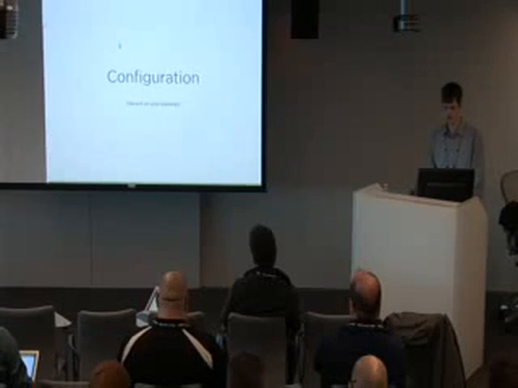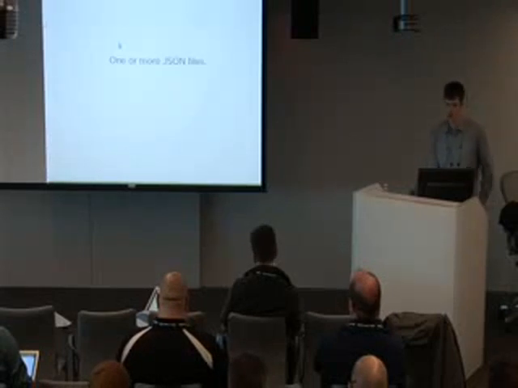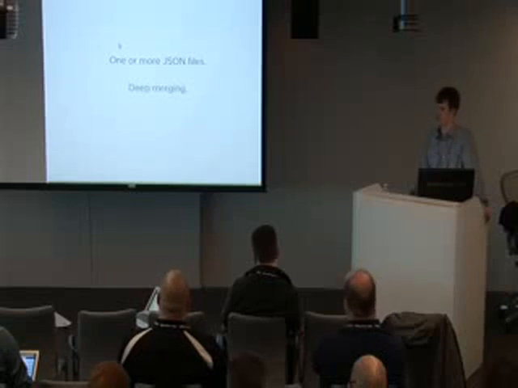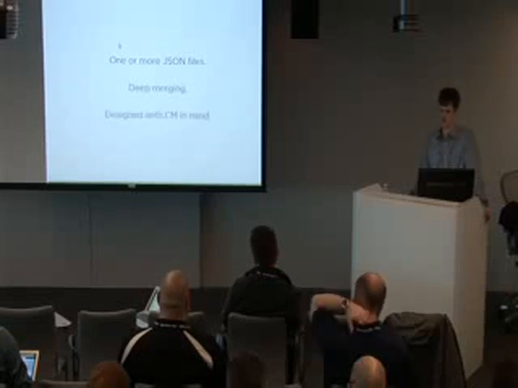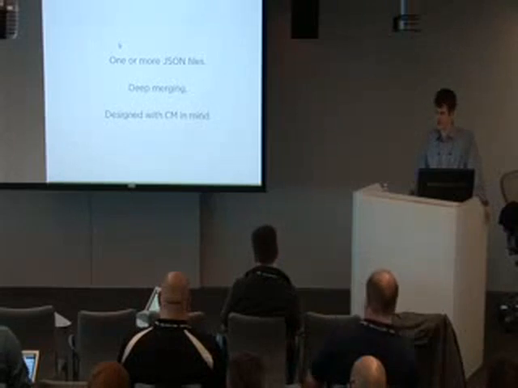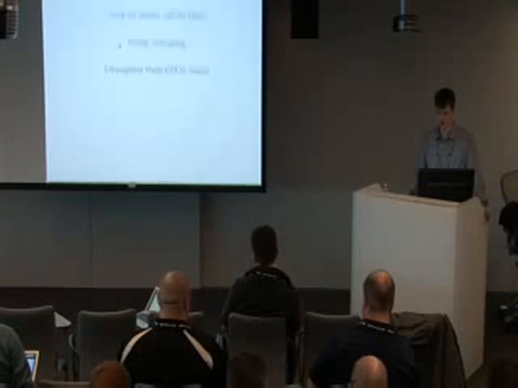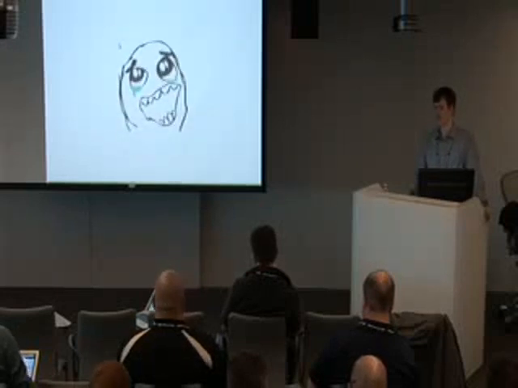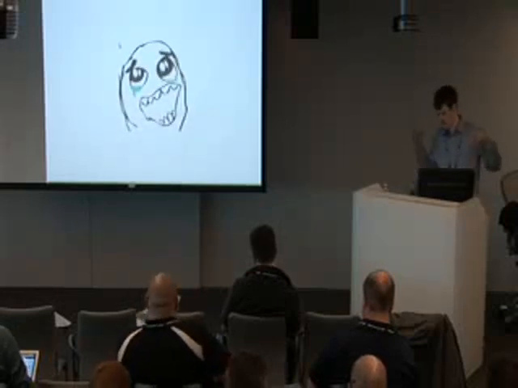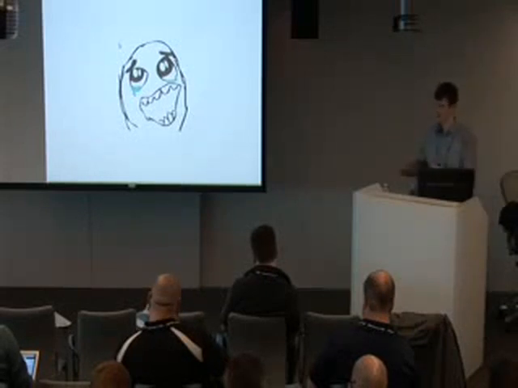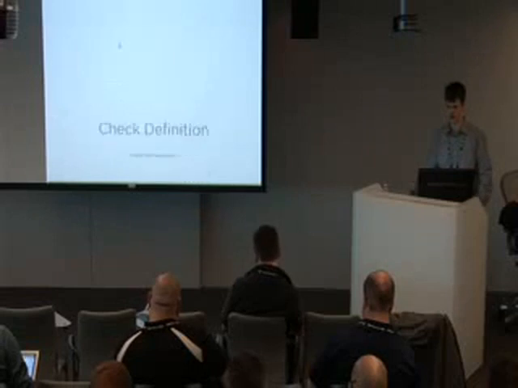Okay, so configuration. The configuration uses one or more JSON files with deep merging. This is designed with configuration management in mind. It's really easy to drive with something like Puppet or Chef, CFEngine, Juju, whatever. This is much easier because it's human readable, but machines can read it and parse it and pass it along, no problem.